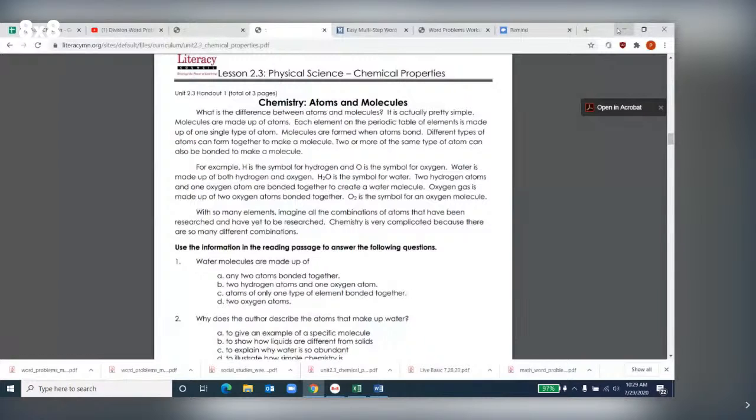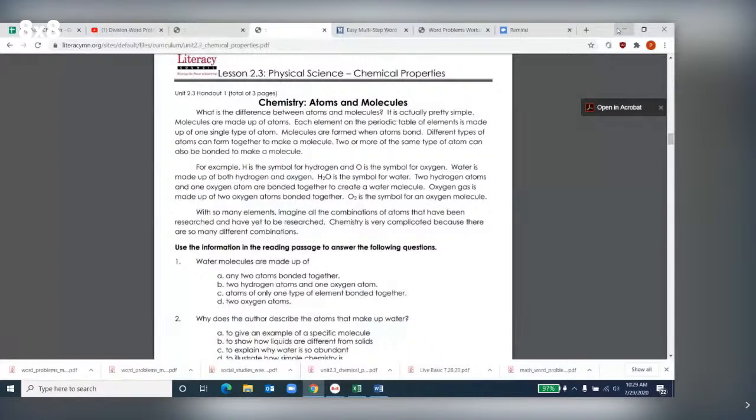With so many elements, imagine all the combinations of atoms that have been researched and yet to be researched. Chemistry is very complicated because there are so many different combinations. Use information in the reading passage to answer the following questions. So water is made up of H2O. So that would be two hydrogen atoms, because the number after tells how many atoms there are. So you always look at the number after. H2 means two of hydrogen and one of oxygen. So the answer for number one would be B.